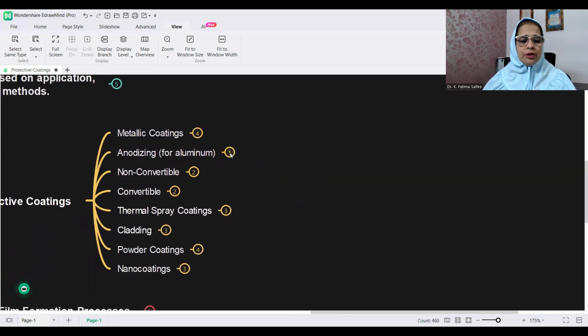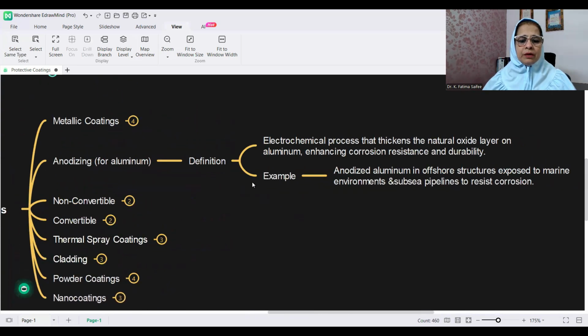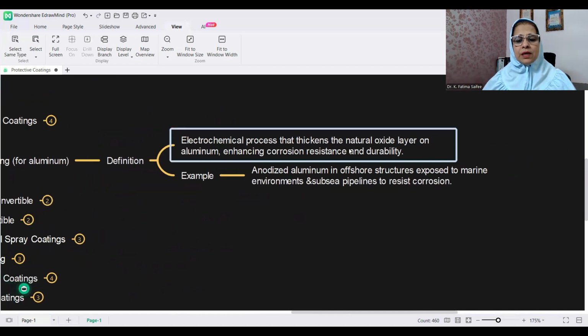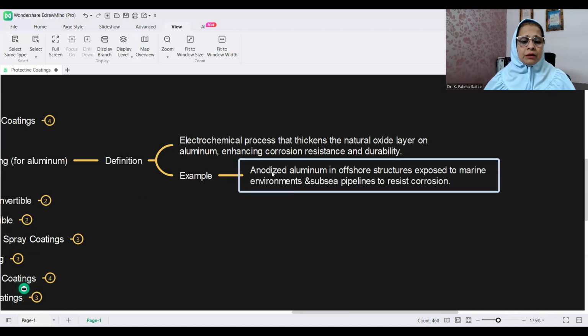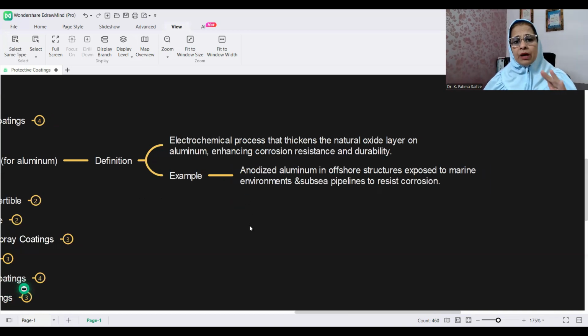Now we will move on to anodizing for aluminum. It is an electrochemical process that thickens the natural oxide layer on aluminum, enhancing corrosion resistance and durability. Everywhere you will find corrosion resistance and durability, but the differences are more or less: what type of metal is used, what type of chemical is used, what type of organic, what type of inorganic, it can be anything. That difference is what we have to understand and learn from this video.